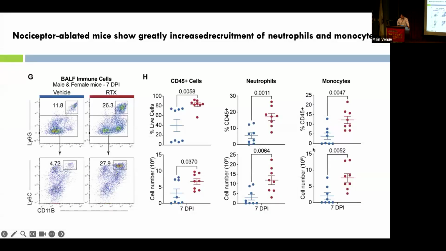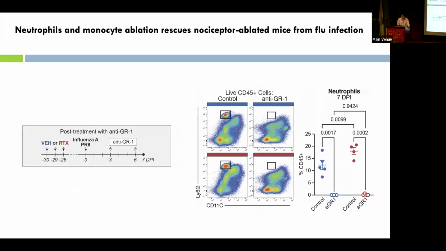So first, just to confirm what we found by single-cell RNA-seq, if we did flow cytometry of the bronchial lavage fluid from these 2 RTX vehicle mice, you see again this huge influx of neutrophils and monocytes at day 7 that is not there in the control mice. So to target them, what we did is we gave the mice this antibody GR1, which will kill off both monocytes and neutrophils. You can see here the neutrophil influx is completely gone because we've ablated them.